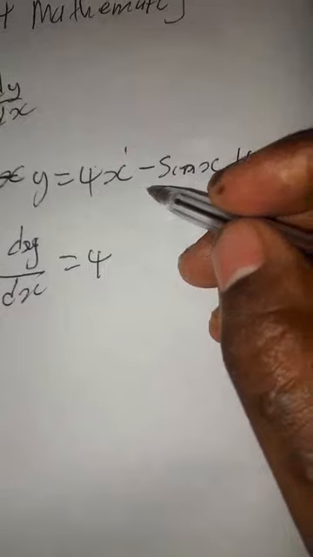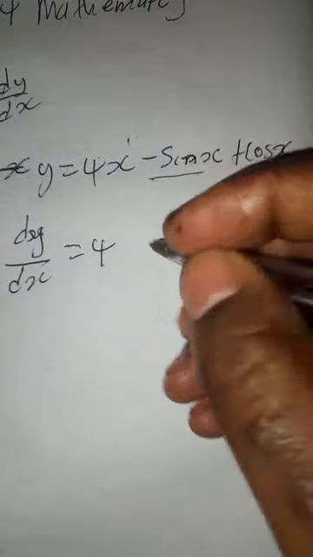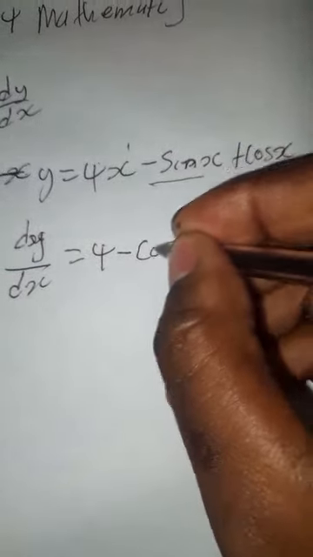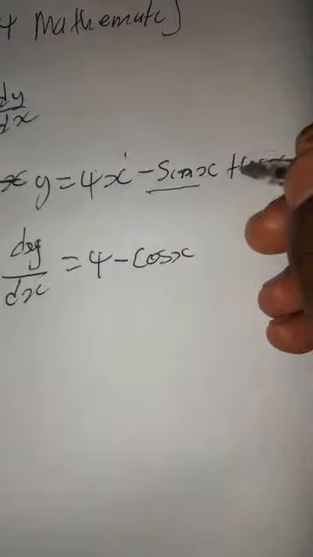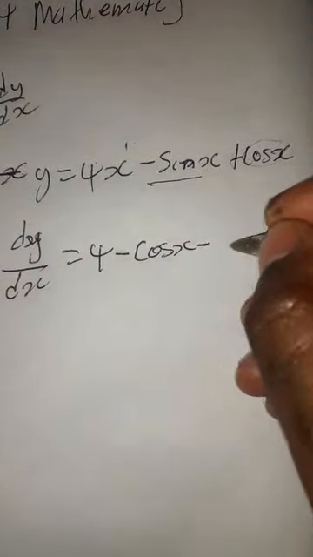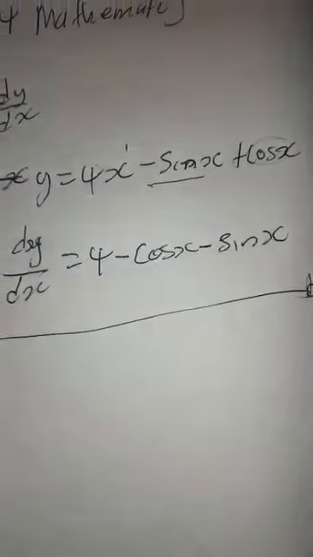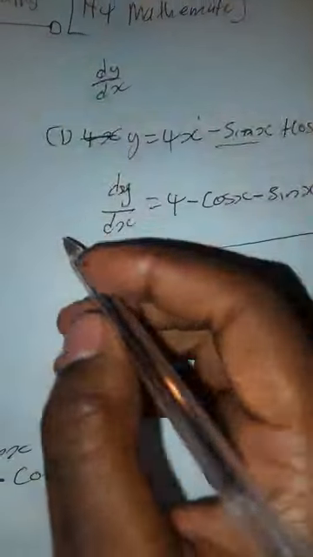Remember, we said when we differentiate sine, it will give us cos. This will be minus cos x. But note, when we differentiate cos x, we said this will give us minus sine x. This is how we apply.